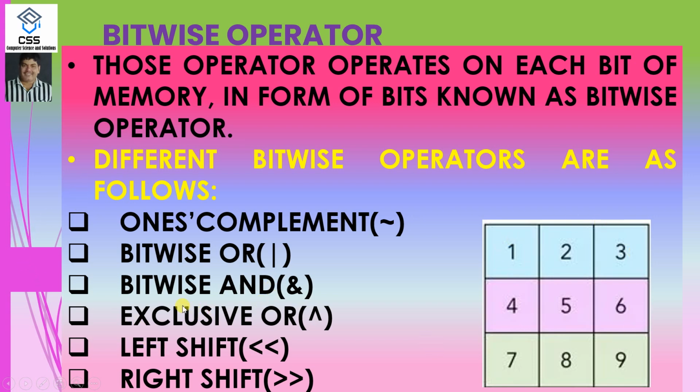The different bitwise operators we have to discuss in this session include ones complement, which is represented by the tilde symbol; bitwise OR, which is represented by the pipe symbol; bitwise AND, which is represented by a single ampersand; exclusive OR, which is represented by the caret symbol; left shift operator, which is represented by double less than; and right shift operator, which is represented by double greater than. These six operators will be discussed in today's session. We try to discuss and clarify the use of the ones complement operator.